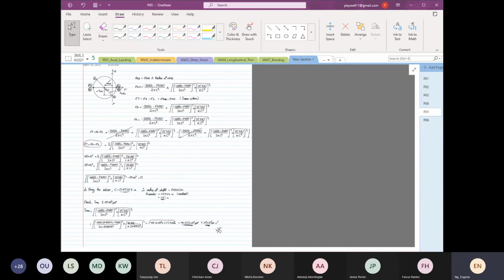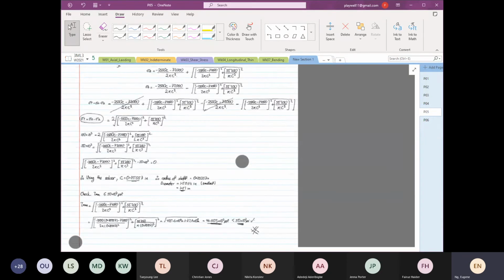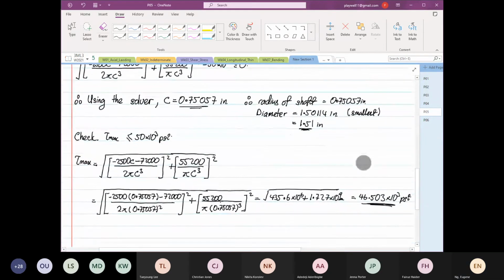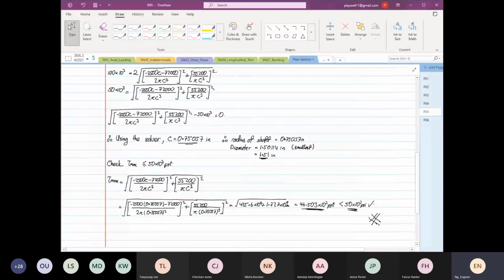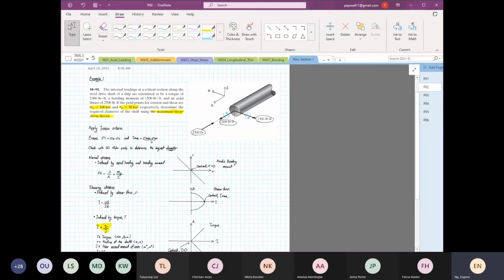Why am I square rooting a negative number? What do you mean? When you squared already, right? It's positive, right? So there's no square root, right? Okay, thank you.